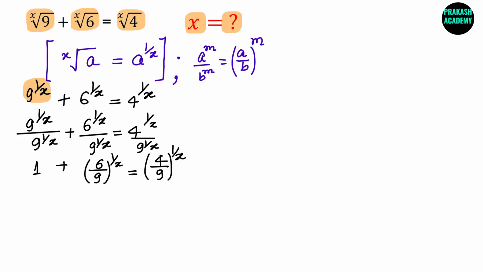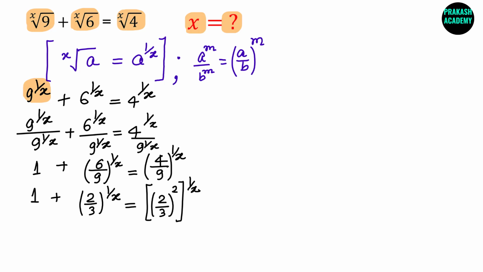So let us further simplify. I can write 1 plus 6 by 9, which is nothing but 2 by 3, since you can divide by 3. And 4 by 9 is what? It is 2 by 3 whole square. And this is raised to the power 1 by x.